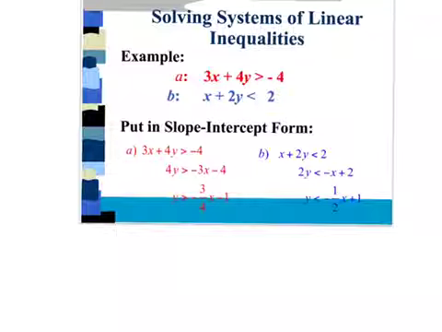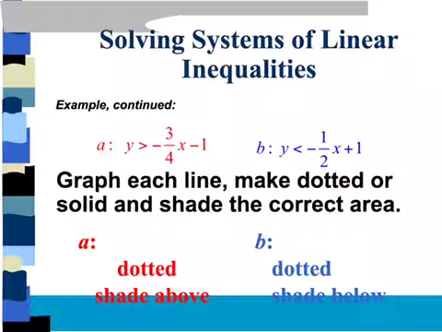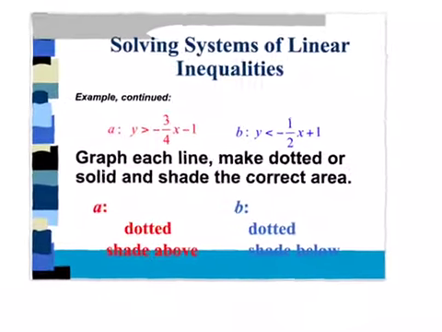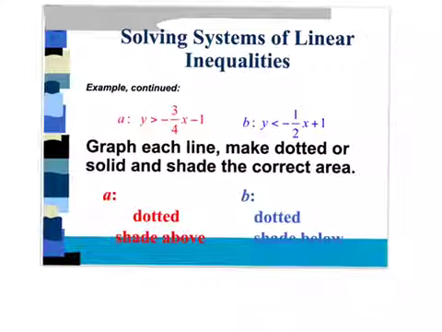So you move your 3x, we'll start with A. So you move your 3x over, then divide everything by 4. And our y-intercept is -1, and the slope is -3/4. So when we go over here to the graph, we have to graph each of these lines, and you have to make it dotted or solid, and then we have to shade the correct area.